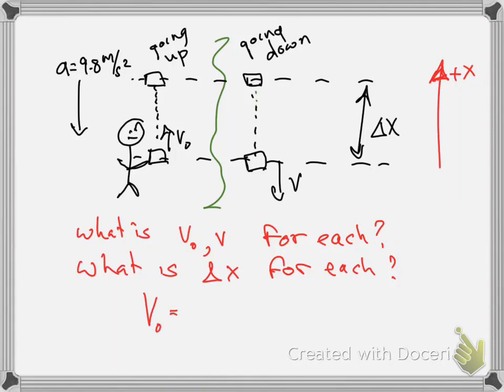let's just say we initially throw it upwards at V0, let's say it's 7 meters per second up. I put the vector sign on there so we stop getting confused between vectors and scalars. 7 meters per second up. So I'm now going to solve for the going up trip and for the going down trip, and then we can compare the two. I'm going to go to a new page and start writing things down.